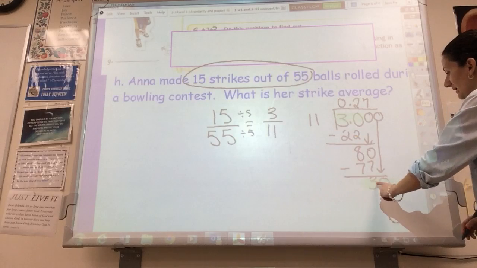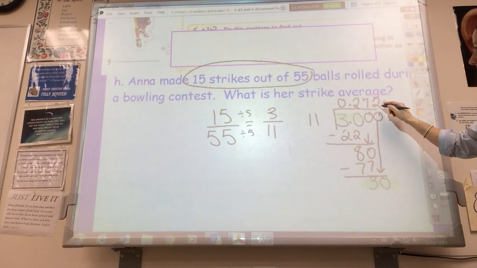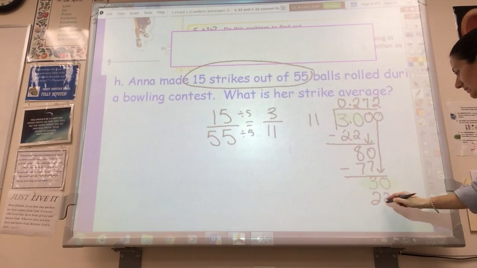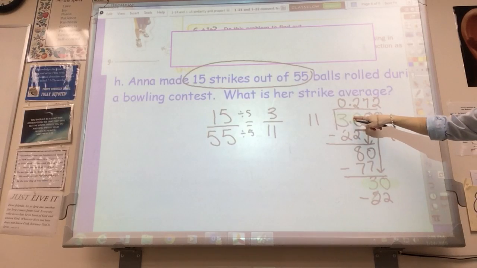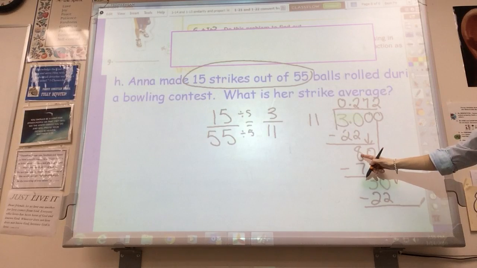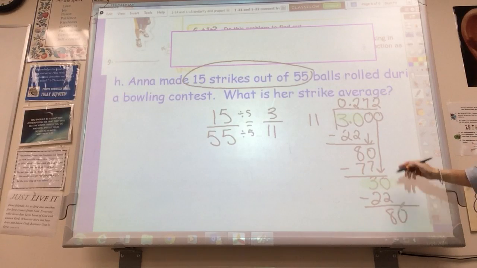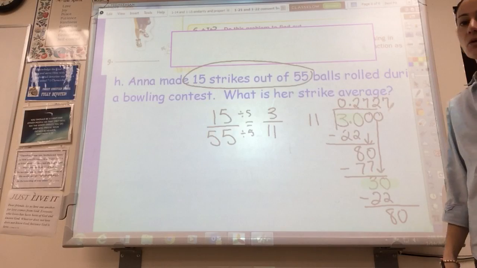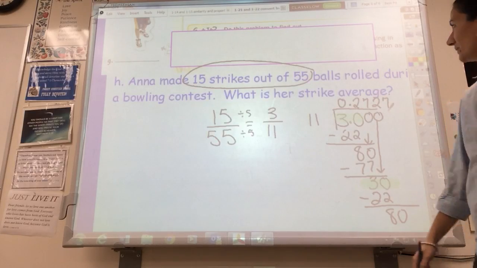Watch what happens. 11 goes into 30 2 times, because 2 times 11 is 22. You noticing anything? 30, 22, 30, 22. What's going to come next? You guessed it, the 80. It's going to repeat. The average is going to be 0.272727. It's not going to end. It's not going to terminate.